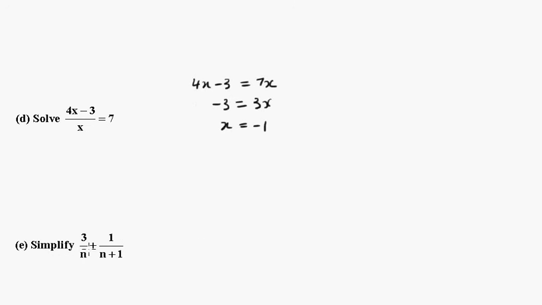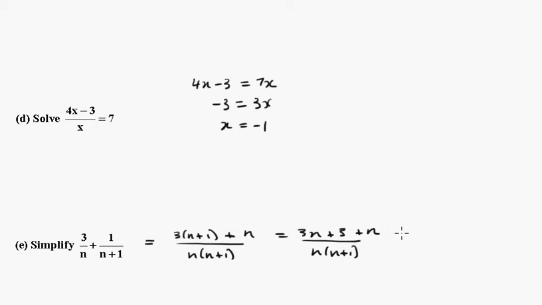This one, put over a common denominator, so we'll have to multiply this one by n plus 1, so that'll be 3 over n plus 1, and this one by n, all over n times n plus 1. And that gives me 3n plus 3 plus n over n outside of n plus 1. You don't need to remove those brackets, just leave them as they are. And that gives me 4n plus 3 over n times n plus 1.